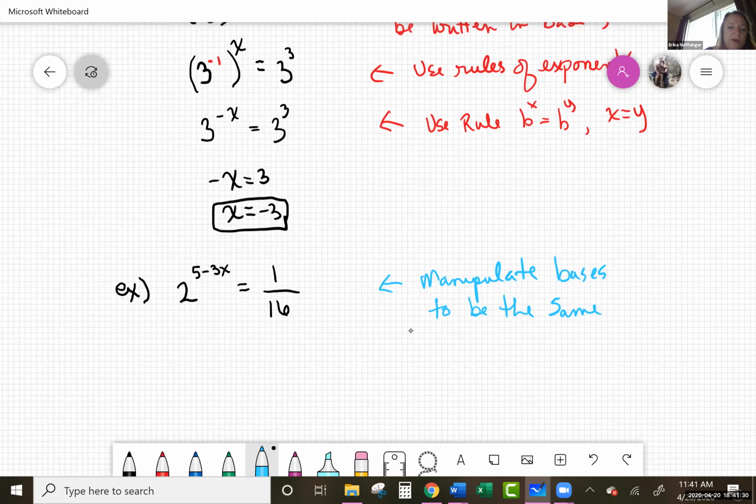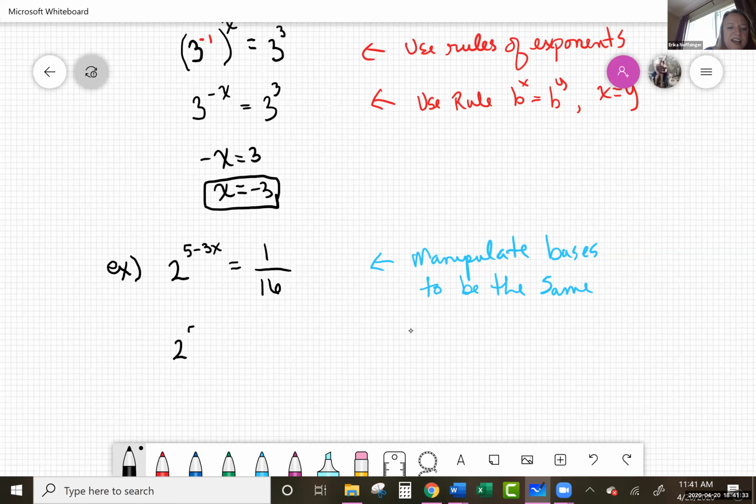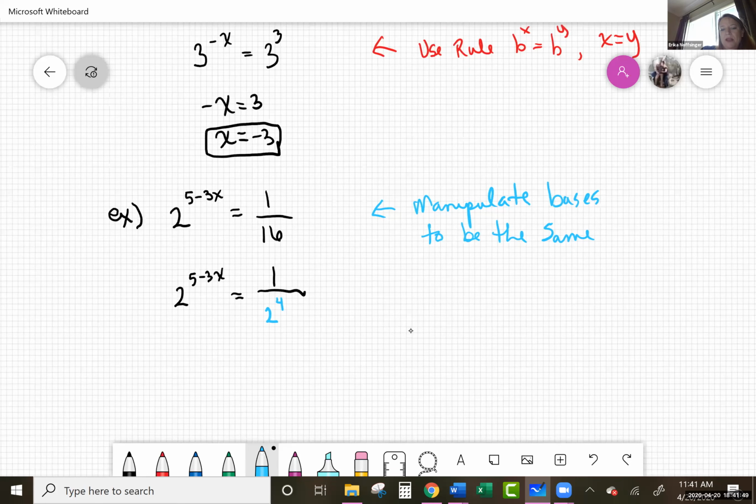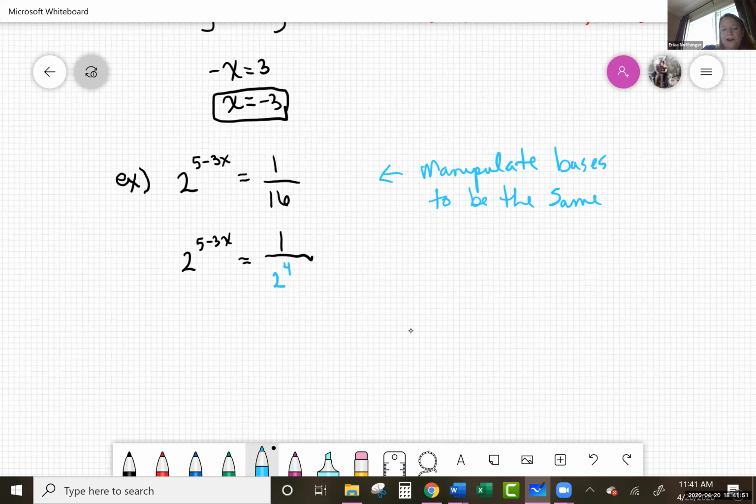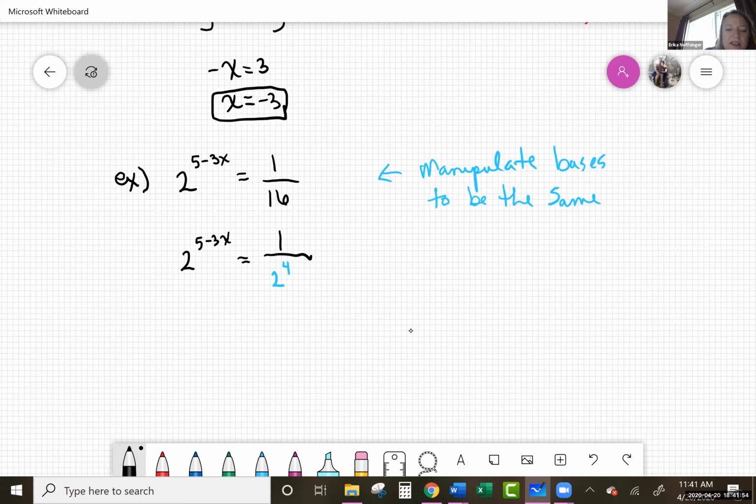And so let's just rewrite our left-hand side. So 2 raised to the 5 minus 3x power already has base 2, and 16 is 2 raised to the 4th power. But we're not quite the same yet because that 2 to the 4th is in the denominator. I need it in the numerator. And so moving it up into the numerator changes the sign of the exponent. And so 1 over 2 to the 4th is now rewritten as 2 to the negative 4th power.